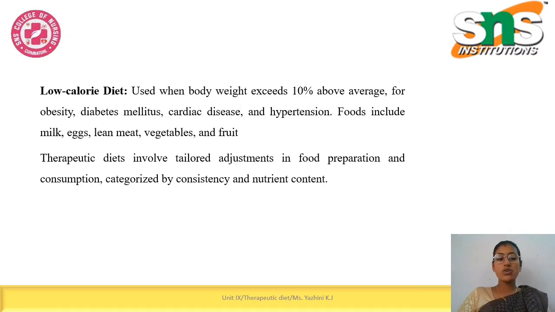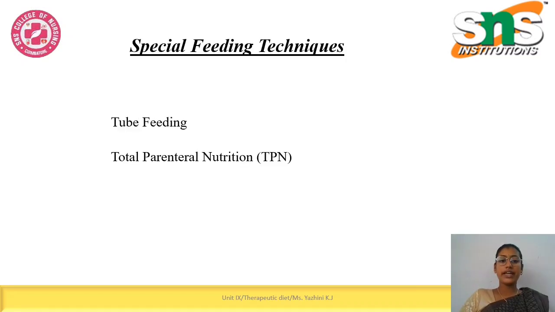Low caloric diet is used when the body weight is excessive, about 10 percent above average. We use it for obesity patients and hypertension. They can take skim milk, vegetables and egg, which make up the low caloric diet. And this therapy diet should involve adjusting food preparations. Food preparations should be according to the disease condition of the patient. They should be modified based on the category of nutrition content or consistency, according to the patient.